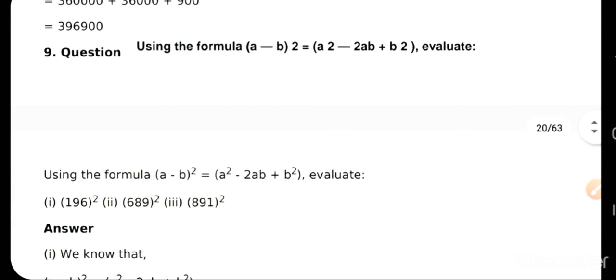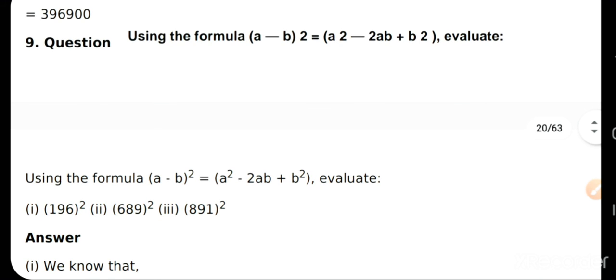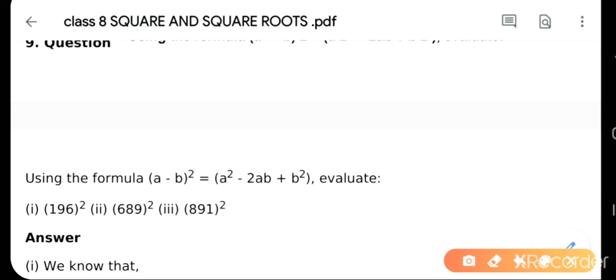Now the next question, we need to solve this now. Using the formula a minus b whole square equals a square minus 2ab plus b square, we have to evaluate these things. Now in the previous question we were using the a plus b whole square formula, and in this question we are using the a minus b whole square formula. So we just need to express 196 in the form of a minus b whole square.